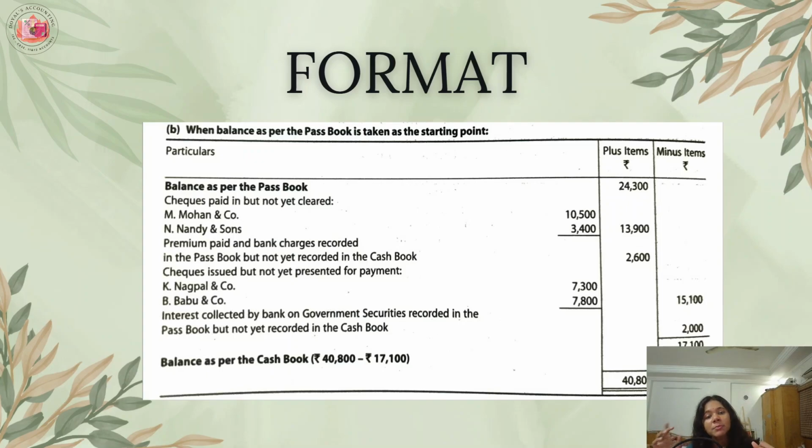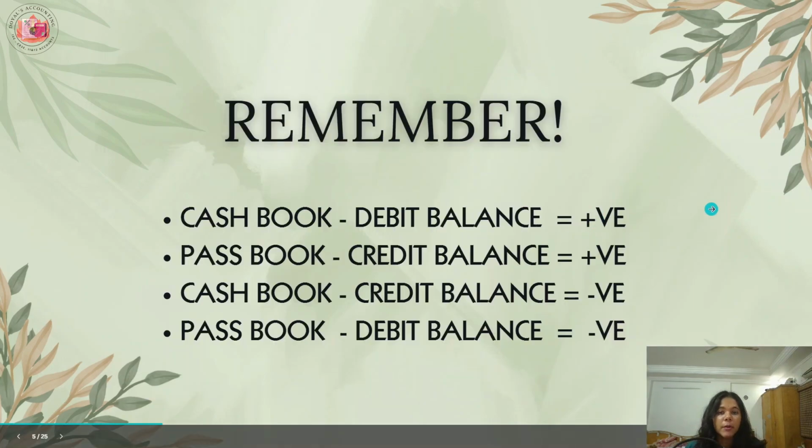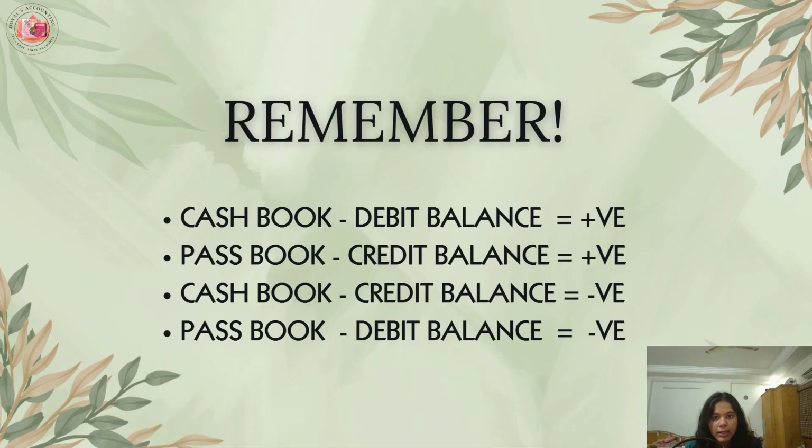If you're starting with the cash book, you will have one logic. But if you're starting with the passbook, it will be the reverse logic. Like I told you, these 4 rules, we are going to have 4 cases. In case 1, we are having a favorable cash book balance. Case 2, we are having a favorable passbook balance. Case 3, we are having an unfavorable cash book balance, and case 4, we are having an unfavorable passbook balance. Unfavorable passbook balance basically means overdraft. Okay, don't worry, we will do the examples.